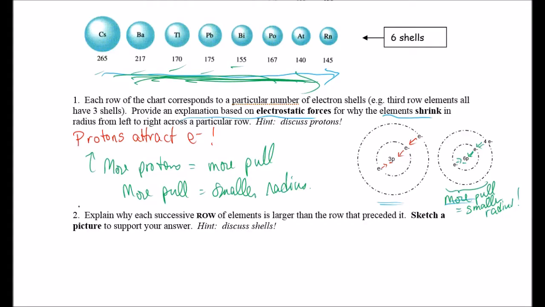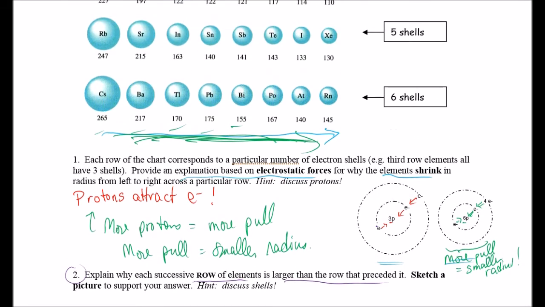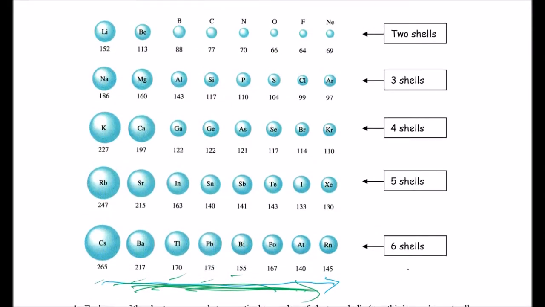All right, now question number 2 asks you to look at each successive row of elements as larger than the row that preceded it. Let me show you what we're talking about here. Here's the third row of the periodic table, which is bigger than the second row. You can see that's true for any element. Bigger, bigger, bigger, bigger.